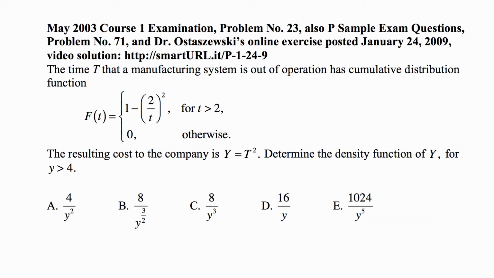Here's a problem for today. The time t that a manufacturing system is out of operation has cumulative distribution function F of t equal to 1 minus (2 over t) squared, for t greater than 2, and 0 otherwise. The resulting cost to the company is Y equals t squared. Determine the density function of Y for Y greater than 4.